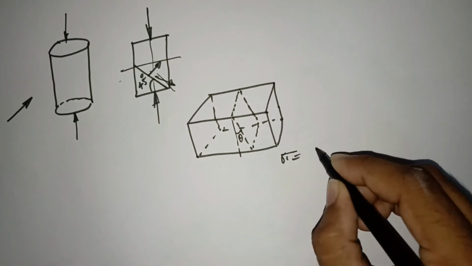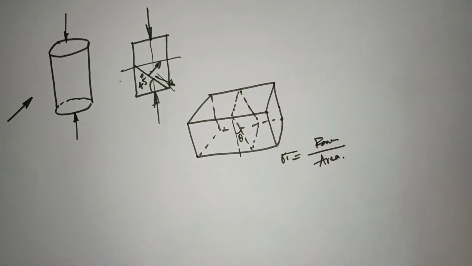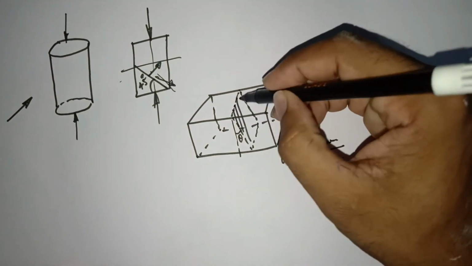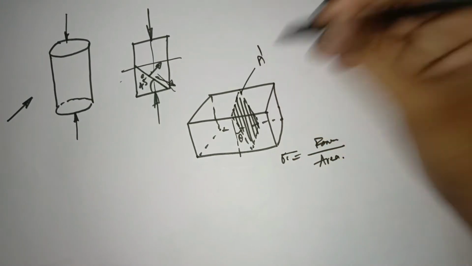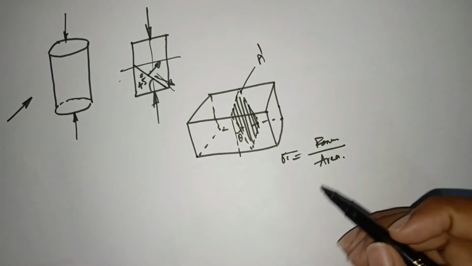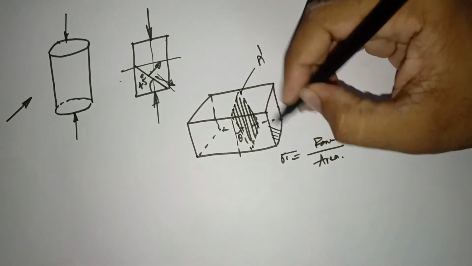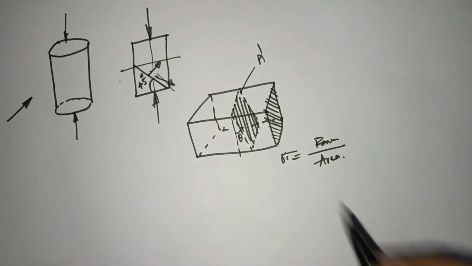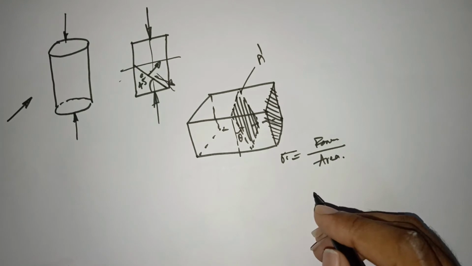Usually, if you want to find the stress, we apply force per area, right? But here the area of this plane is A dash. The area that we generally consider is this one. This is the area that we generally use when calculating the stress magnitude.